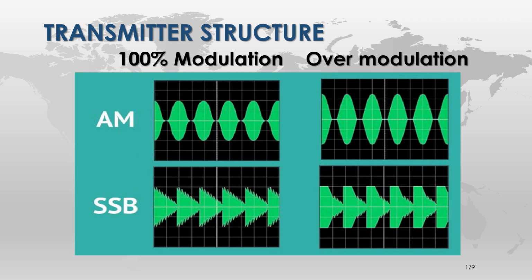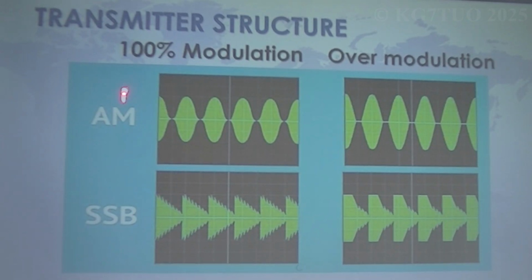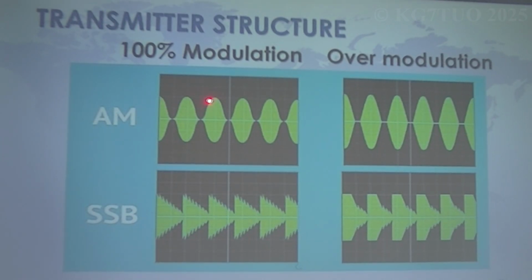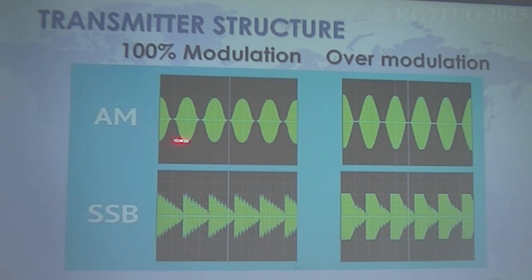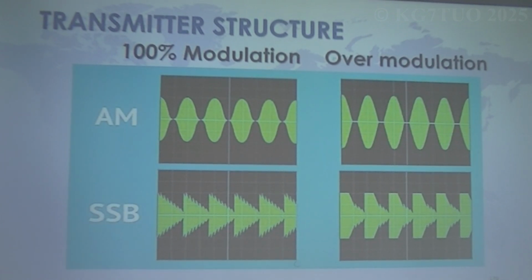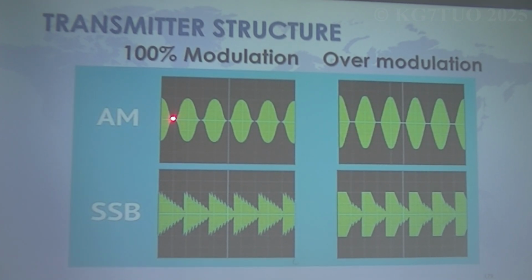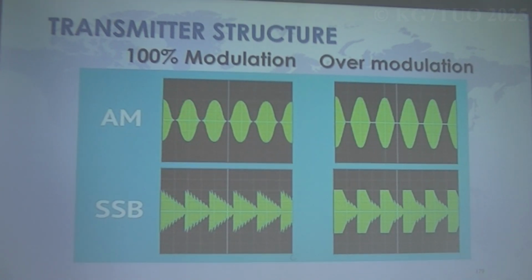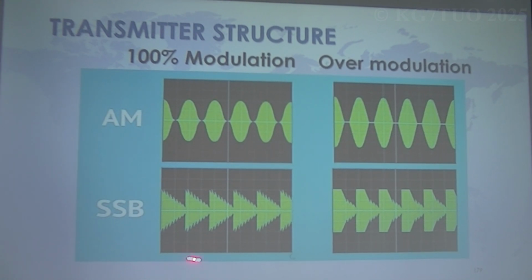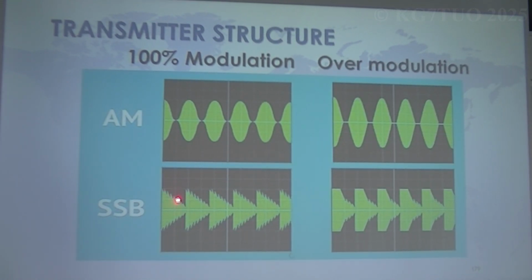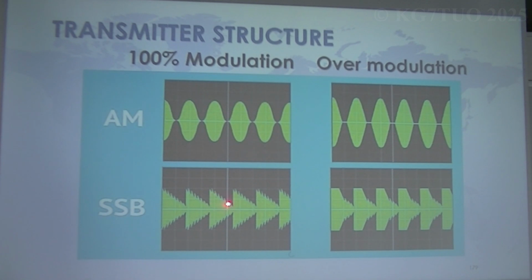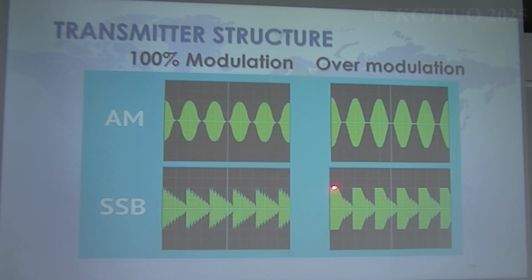Okay, transmitter structure, 100% modulation and overmodulation. So this is an AM signal, and that's what it should supposedly look like. I don't know if that's really a good... That is a good representation. It's a really good one? Yeah. Okay. Now what you're seeing here is your audio waveform. Okay, so look what happens when you get into a normal system with sideband versus a distorted system.